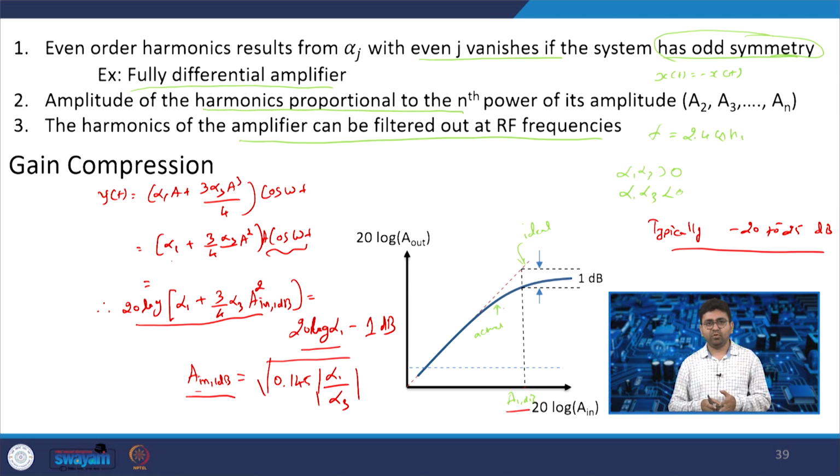So, thank you for today's class. We will discuss more in detail about the non-linearity. So, this is harmonic distortion, and we tried to find out the parameter of gain compression in this class. We will further discuss non-linearity in the next class. Thank you.